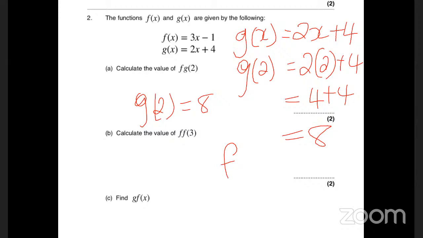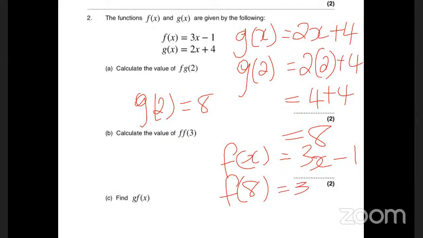Now we're going to put the value 8 into f. So f of x is 3x minus 1. So f8 equals 3 times 8 minus 1, which gives us 24 minus 1, which is actually 25. Yeah, so that's it. So not 25, 23. 24 minus 1 is 23.